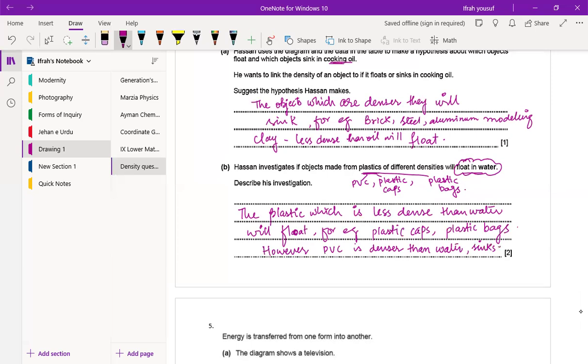But we can give examples, at least of the objects we know, like different types of plastic, like plastic bags and plastic caps, right? It's a normal use, so it's a normal observation you can put down.